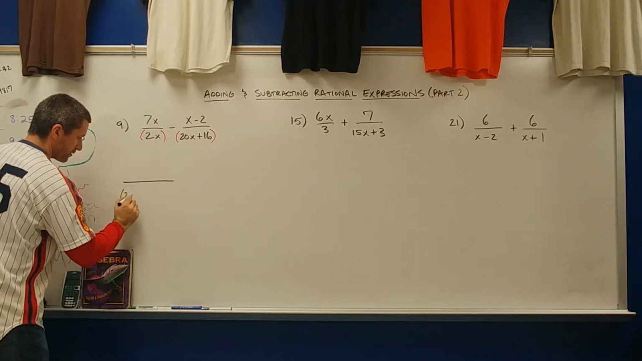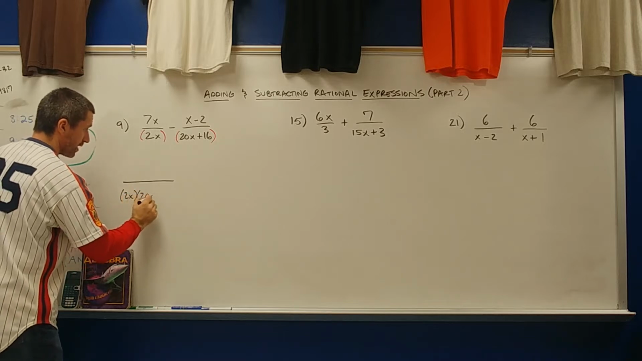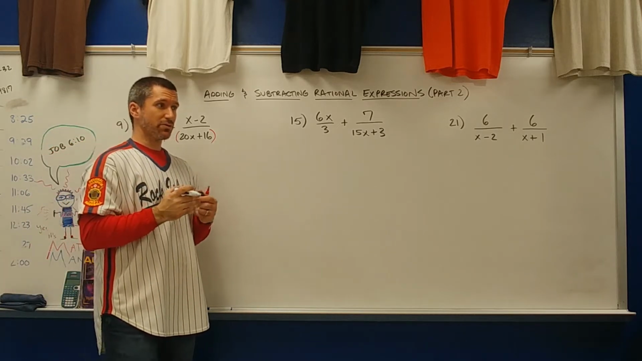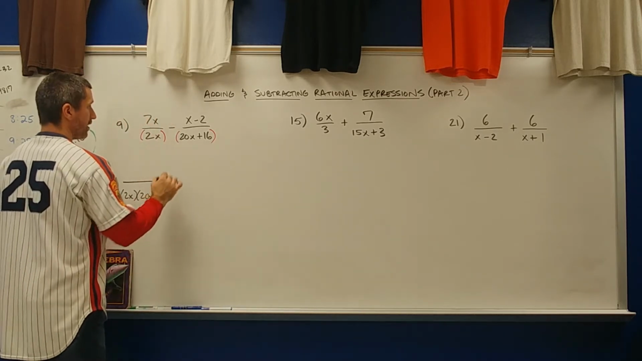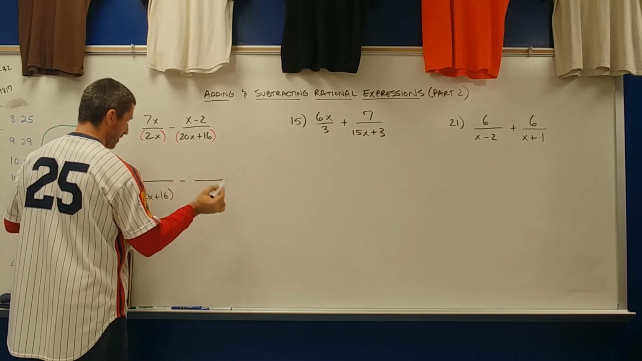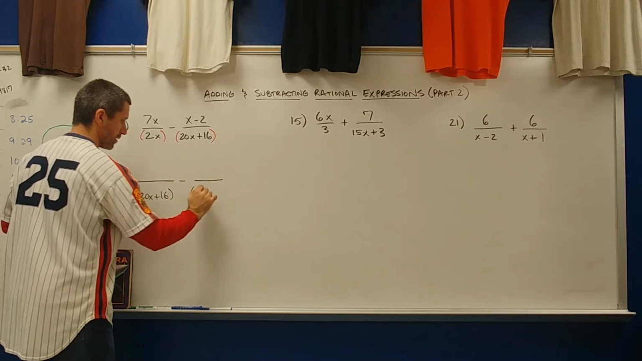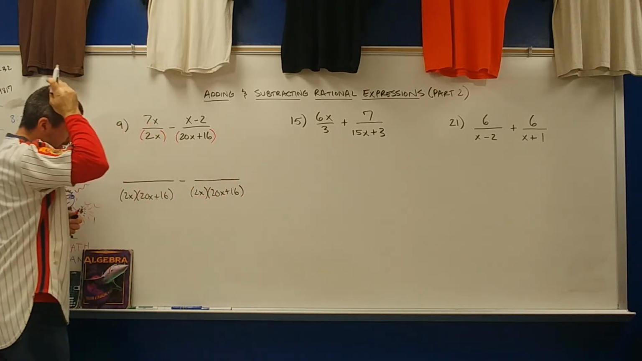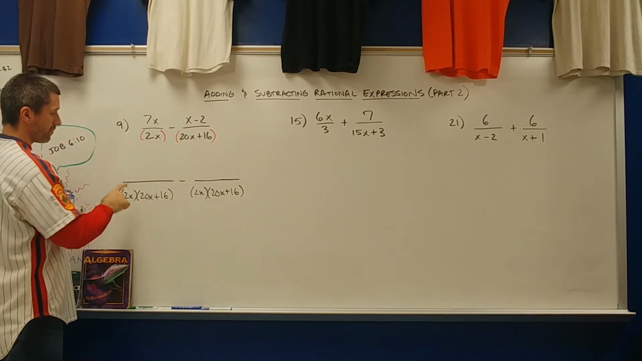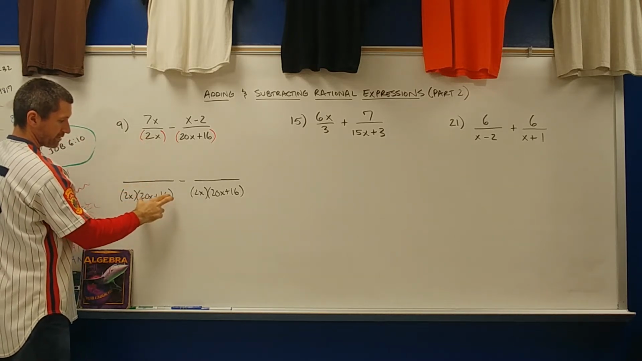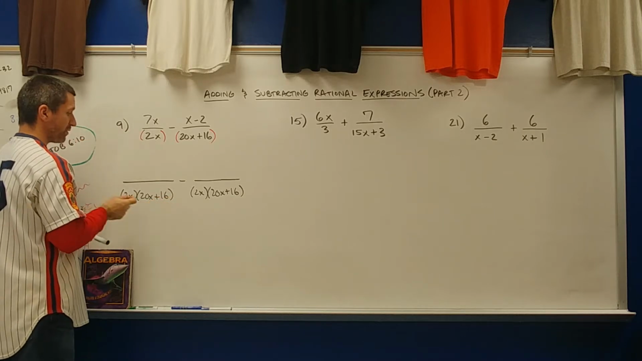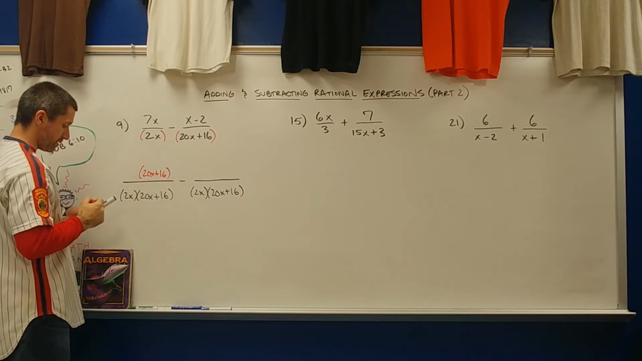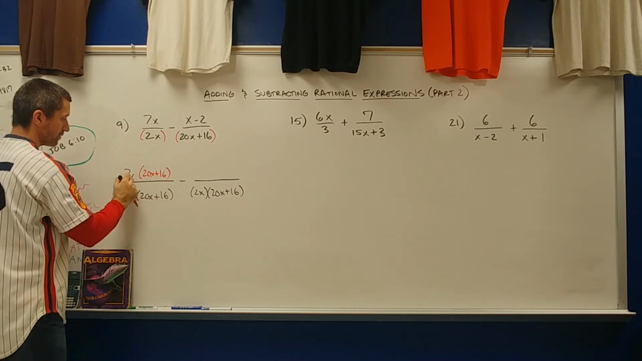You've got 2x times 20x plus 16. I would hold off on multiplying that together until you look for cancellation. So let's just wait on that. And then over here, we've got the same denominator because we're multiplying them together. Now, what is missing from this denominator to this one? Well, it's the 20x plus 16. So we're going to multiply that to the top. All I do is write it down on the top. That's the missing piece. And then I put the numerator that was there next to it.